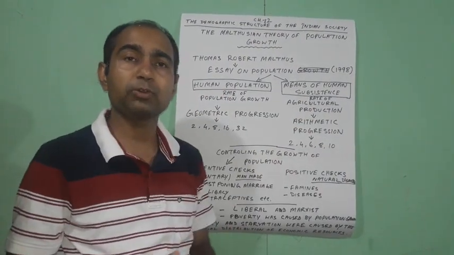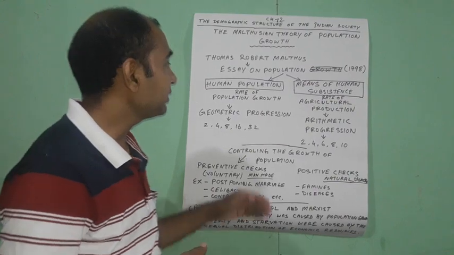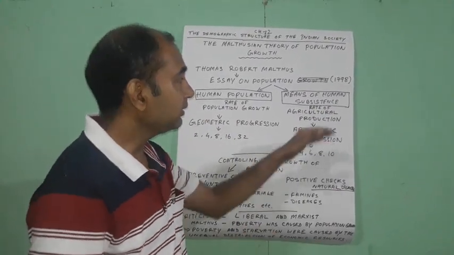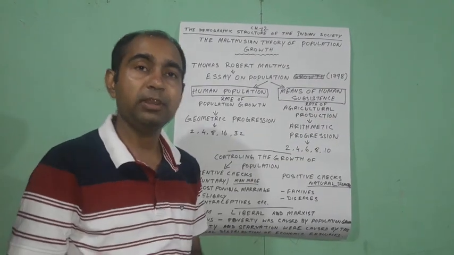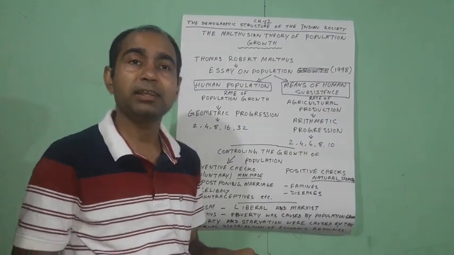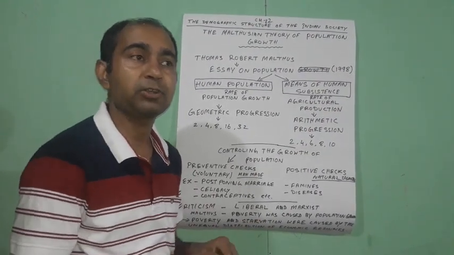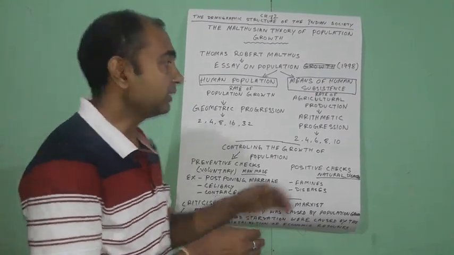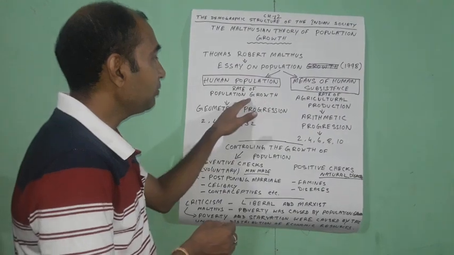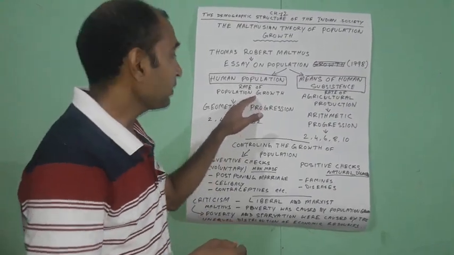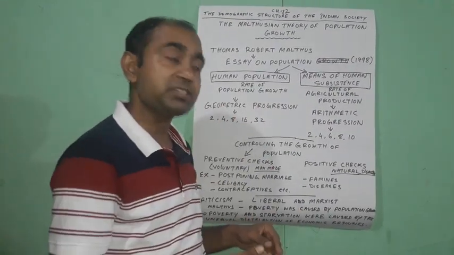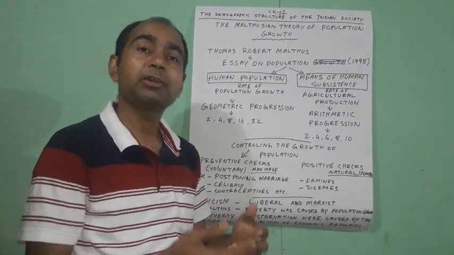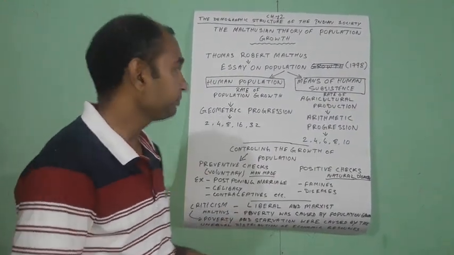He showed in his book that the rate of population growth is much faster than the rate of agricultural production, and that is why there is a disproportion. We can say it is not matching, the agricultural production and the population growth, because the population grows much faster than the agricultural production, and that is why many of the people go into poverty.